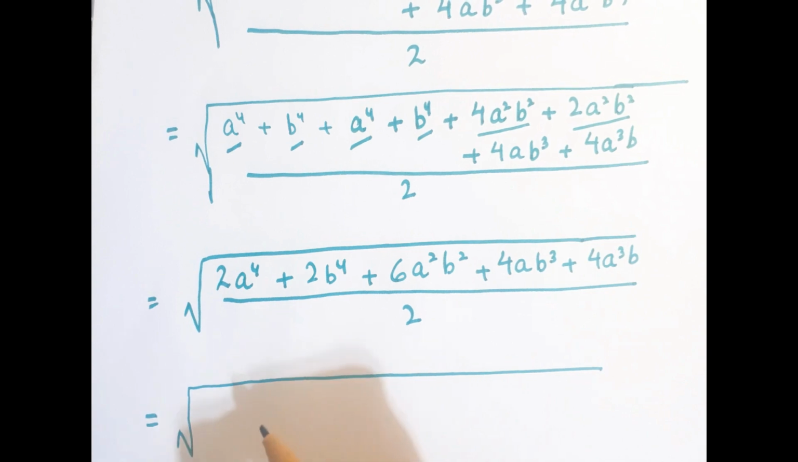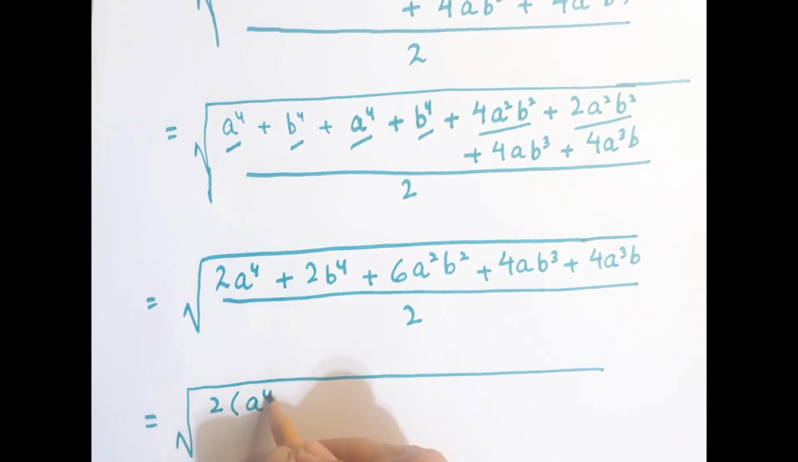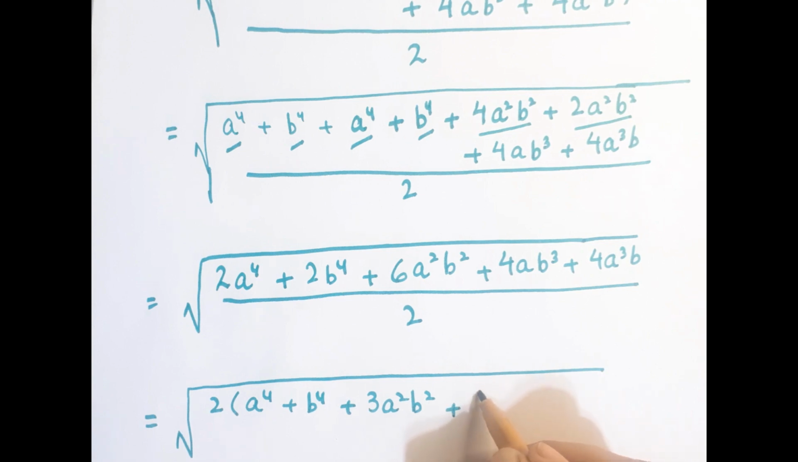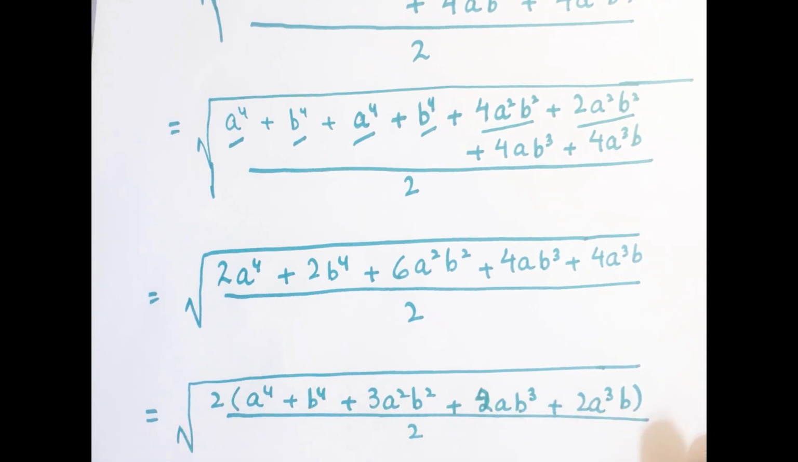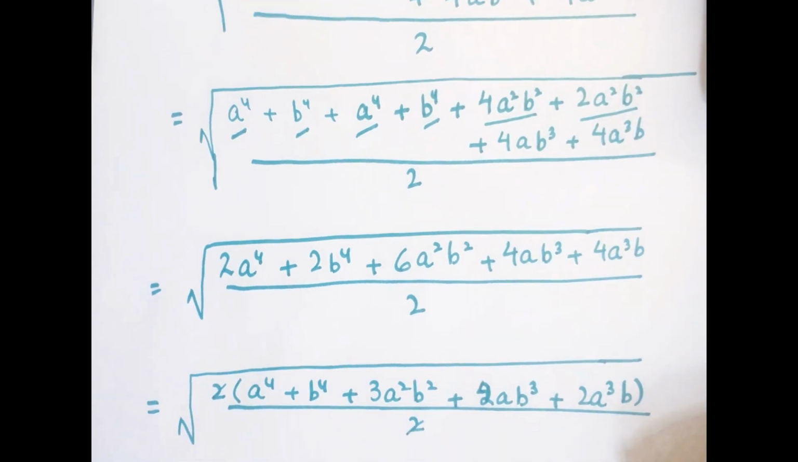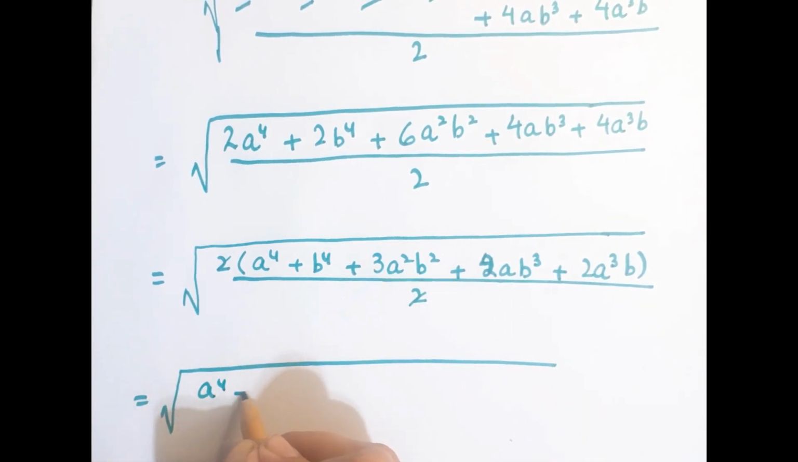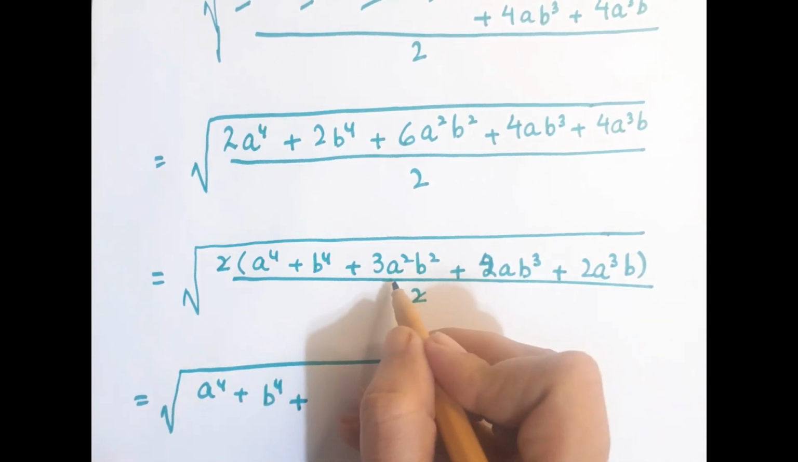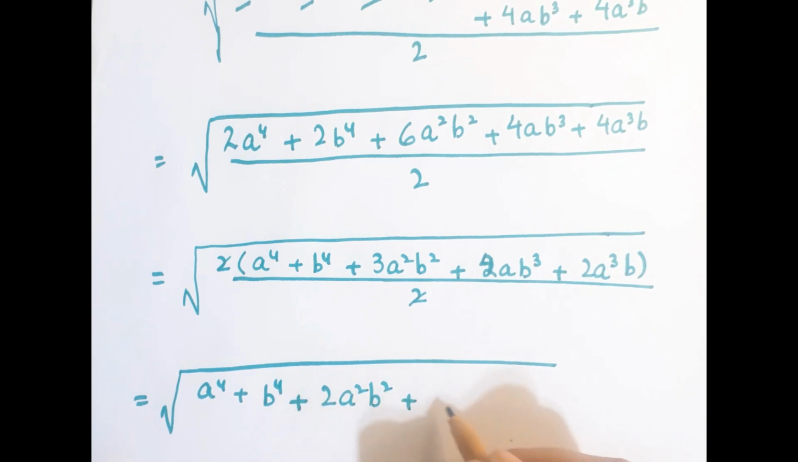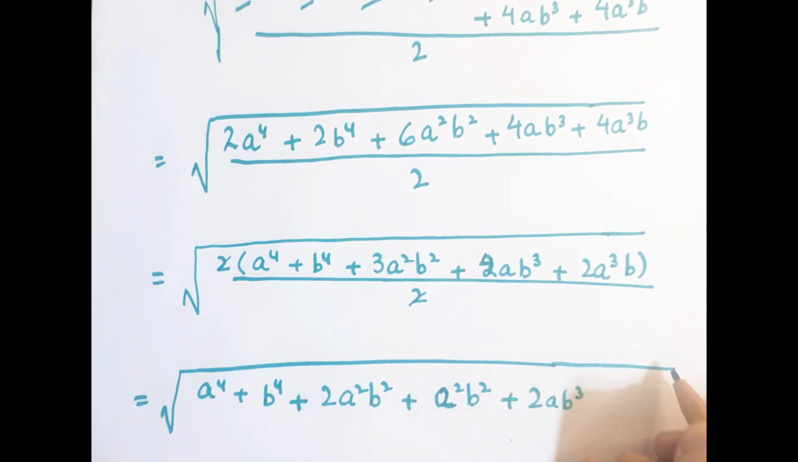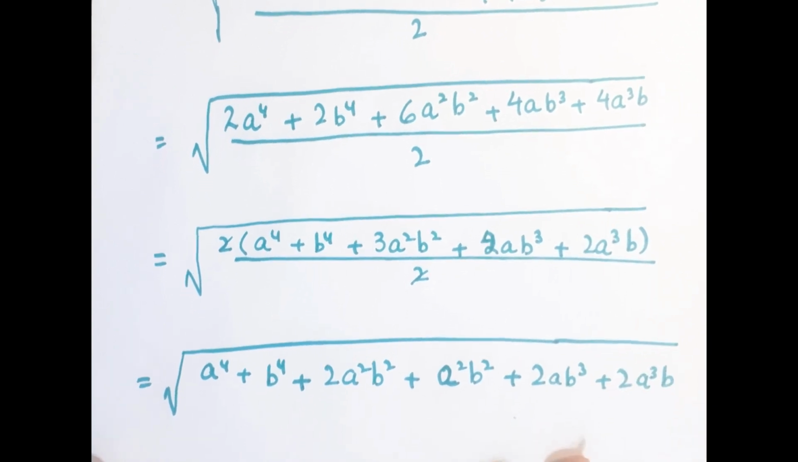So we can write this as taking out 2 common, we will get A^4 + B^4 plus 3A^2B^2 plus 2AB^3 plus 2A^3B upon 2. Now this 2 and this 2 are cancelled here. So you can write this as A^4 + B^4 plus, just split this 3A^2B^2 as 2A^2B^2 + A^2B^2, right? Plus 2AB^3 plus 2A^3B, right?